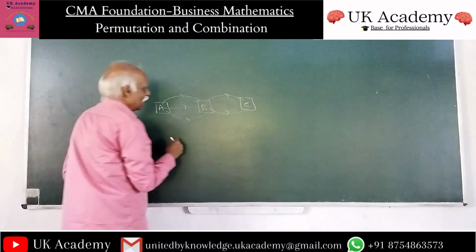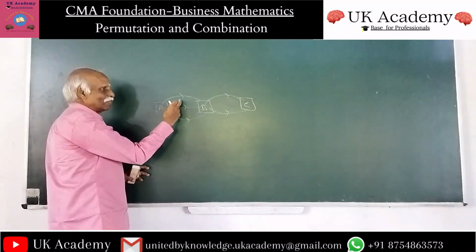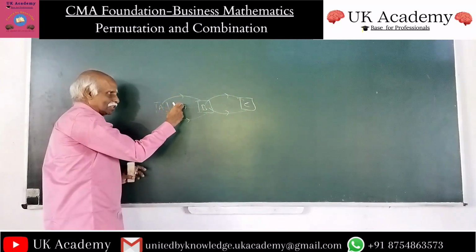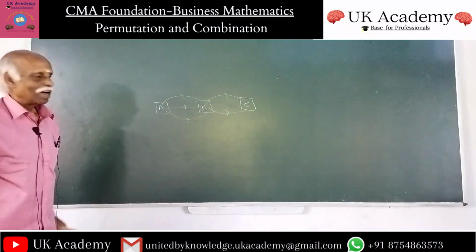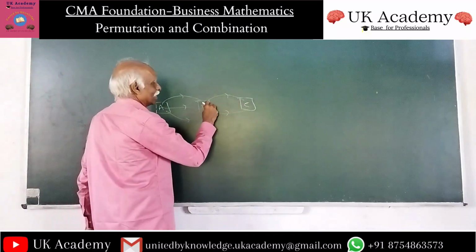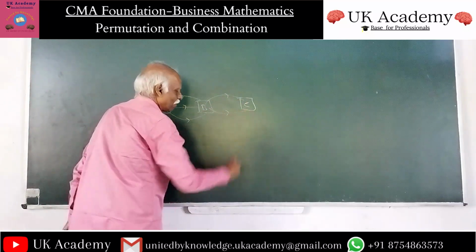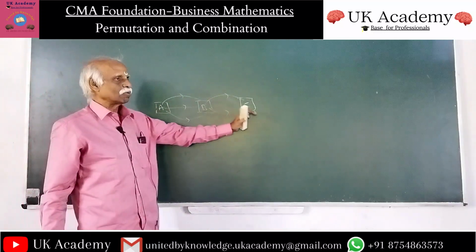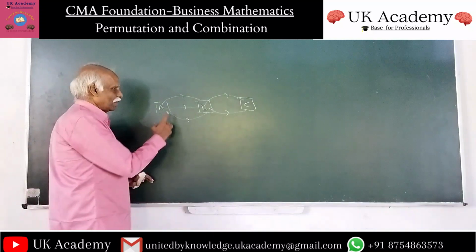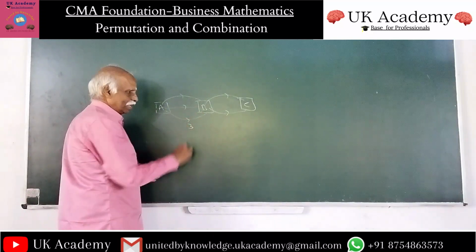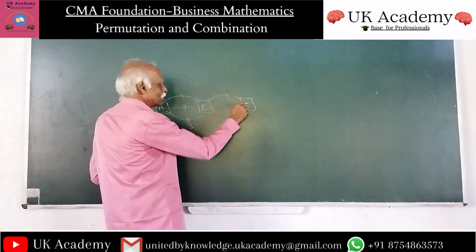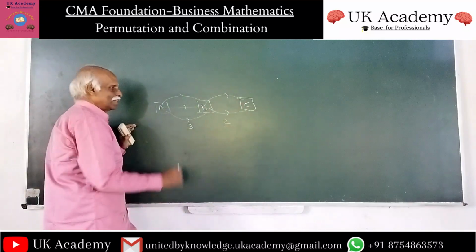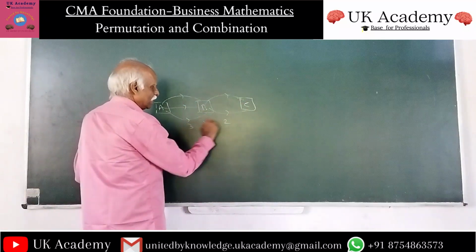So that means I can go from A to B in 3 different ways. I can take this road or this one. And from B to C, I can catch this road or this one. The question is, how many ways can one go from A to C? From A to B, he can go in 3 ways. From B to C, he can go in 2 ways. Therefore, from A to C one can go 3 into 2, 6 ways.